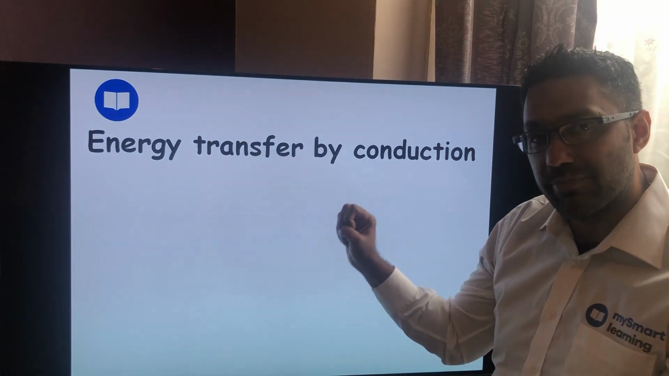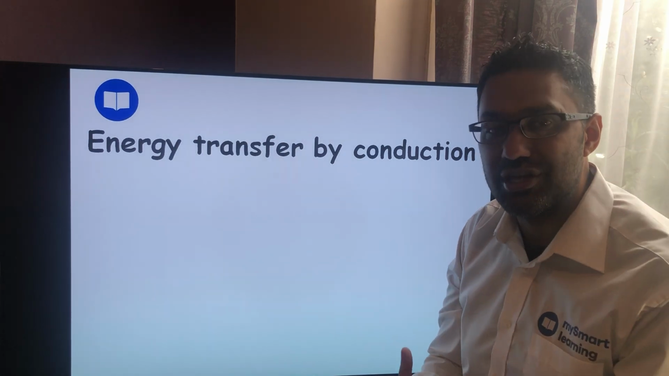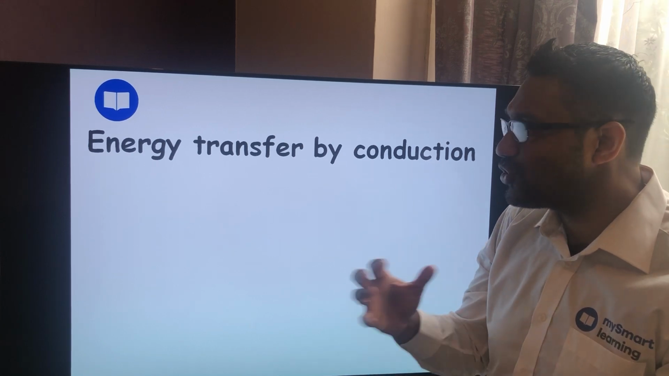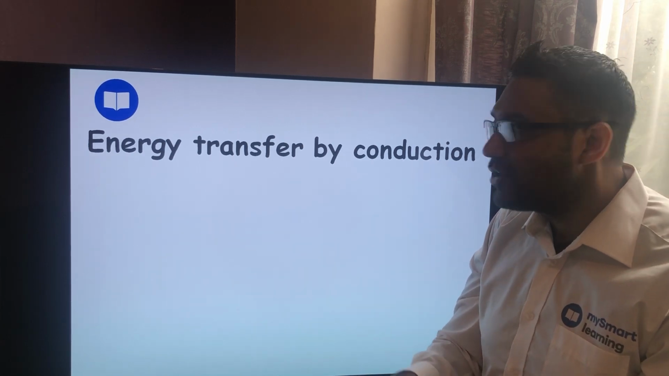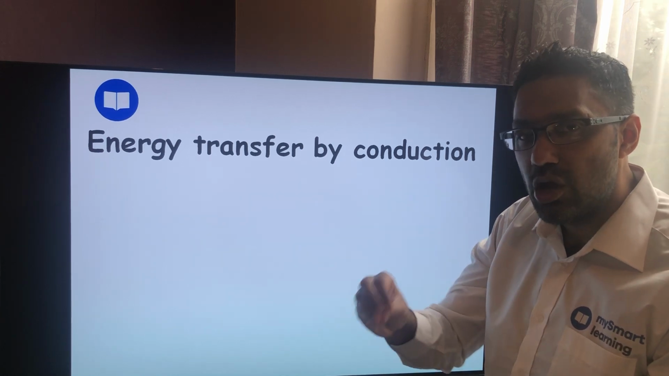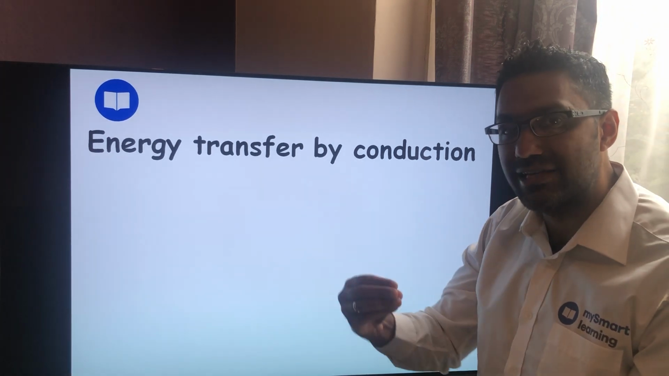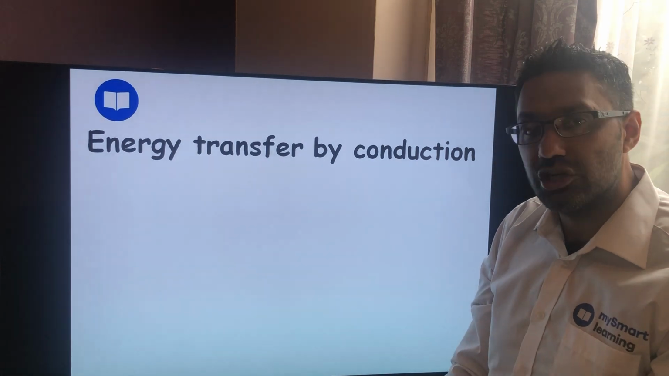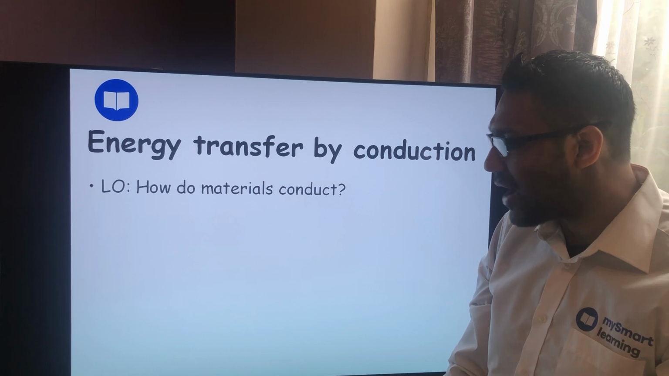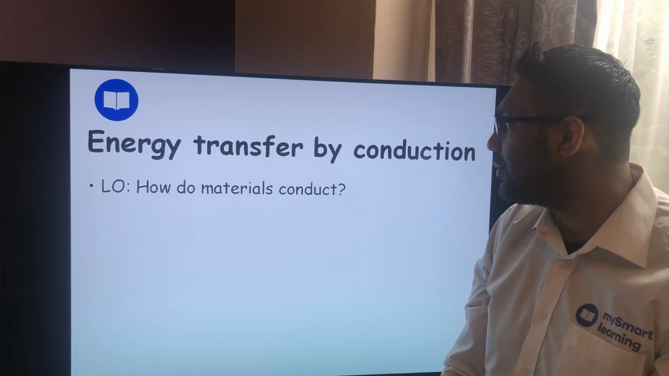We'll focus on conduction, but I'm going to quickly, briefly go over convection as well. Although it's not in this part of the syllabus, it's useful to know about convection too. So we're looking at the energy transfer of thermal energy. Remember, thermal energy store, and as it transfers, we call that a heating effect. So one type is conduction and the other one is convection. So that's what we're focusing on today. So how do materials conduct is our learning objective.